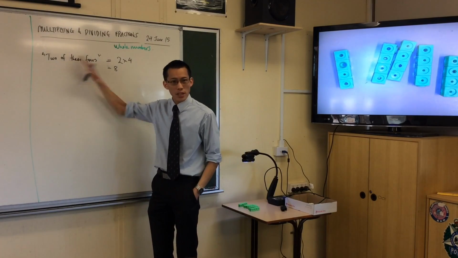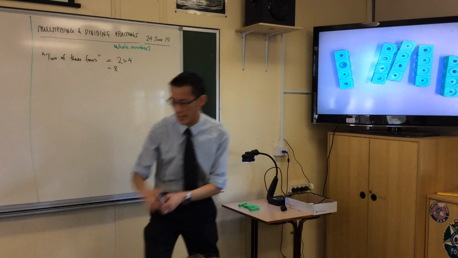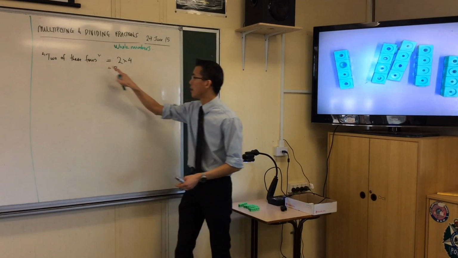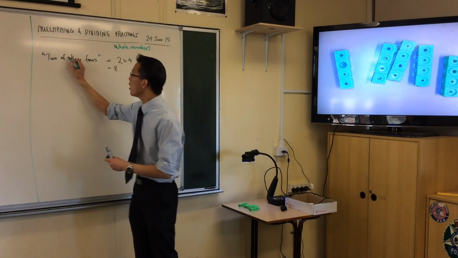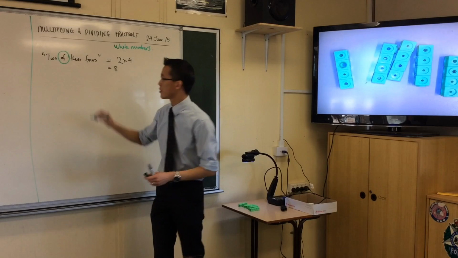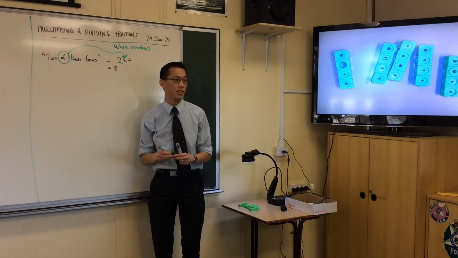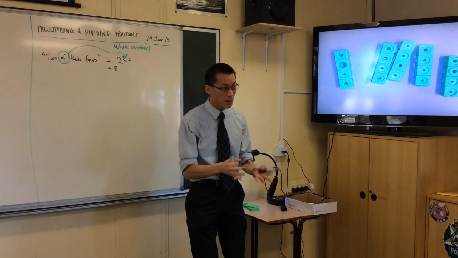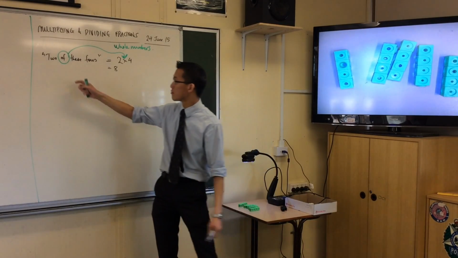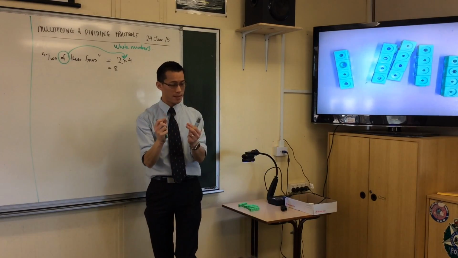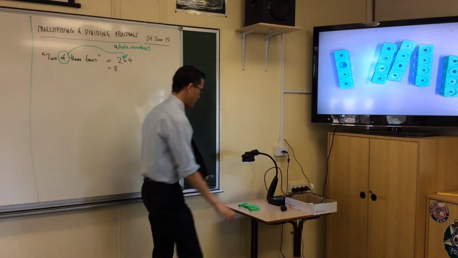So, 2 of these 4s, 5 of these 4s, the critical thing is that word of, see that? What it really corresponds to is multiplication, right? Or another way I could say it is multiplication means of. Like verbally, that's what it means. Okay. So now, let's have a look at this.